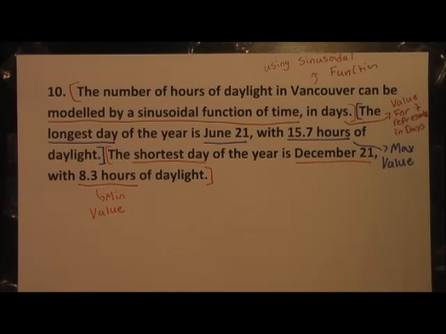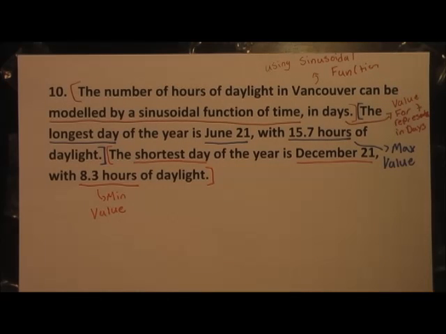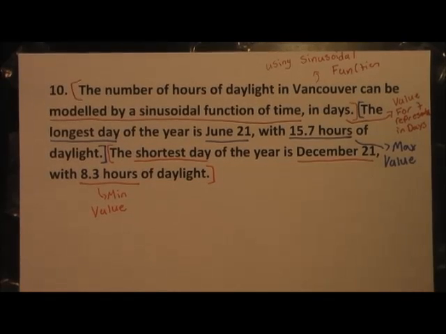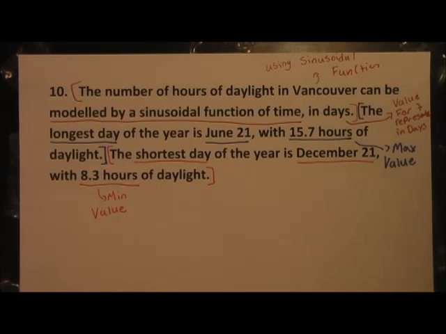The last line states, the shortest day of the year is December 21st, with 8.3 hours of daylight. What this line tells us is that the minimum value of the sinusoidal function is 8.3 hours on December 21st. To recap number 10, we have figured out that we have to use a sinusoidal function and equation to solve the problem. We are given the maximum value at 15.7 hours and the minimum value at 8.3 hours. After properly analyzing this question, we can now begin working on part A.